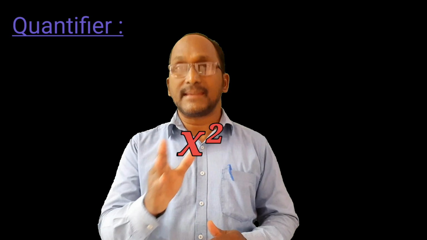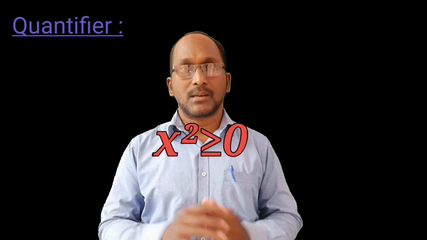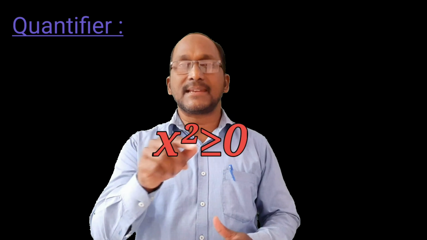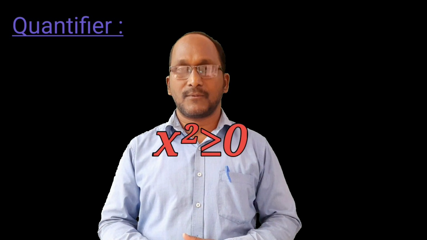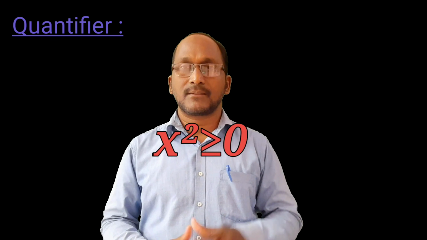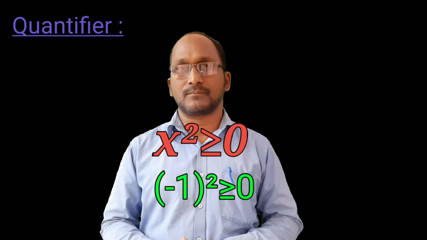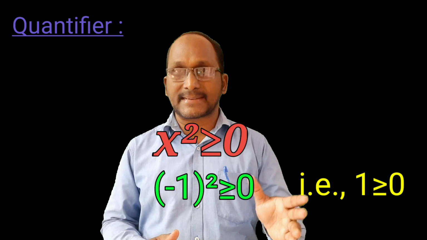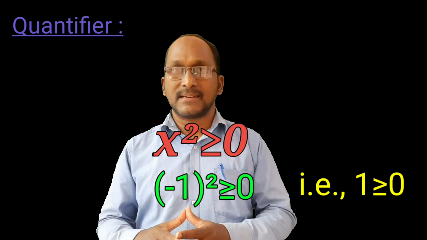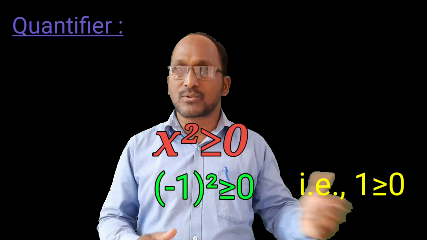Now let us define another term, quantifier. For this, I am taking one relation, that is x square is greater than or equal to 0. Now let us verify for how many values of x this relation is true. First let us take x equal to minus 1, a negative value. So minus 1 whole square is greater than or equal to 0. That is 1 is greater than or equal to 0, which is true. For any negative value of x, this open sentence will become true.